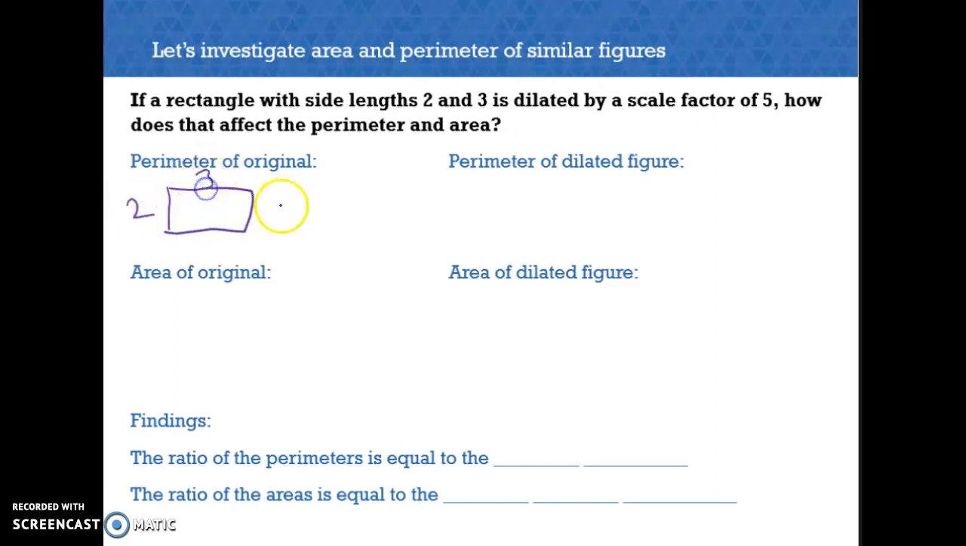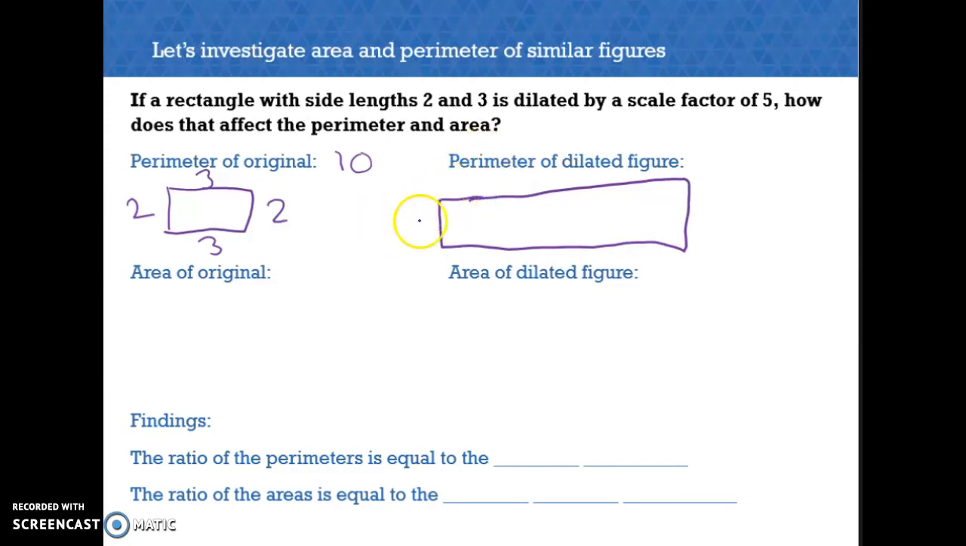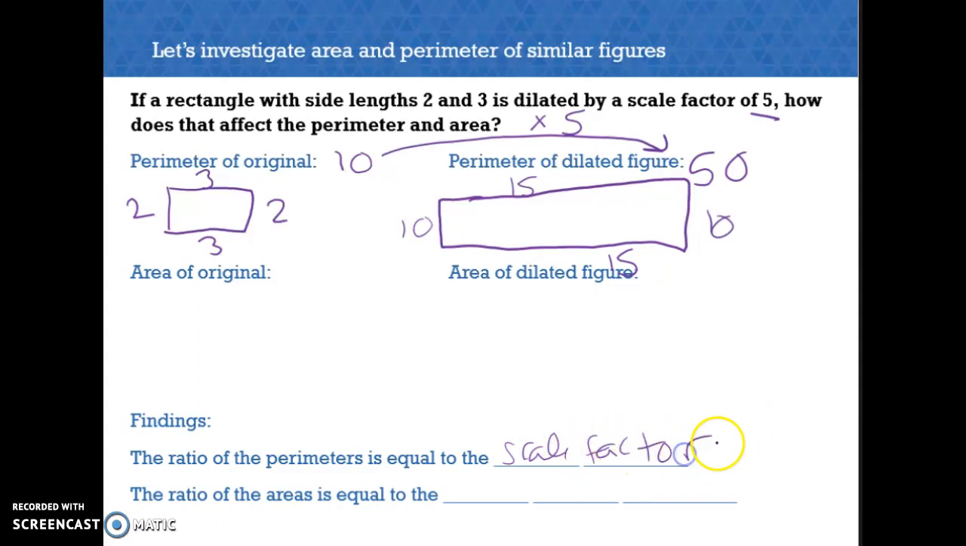It's got side lengths 2 and 3, so it's 2, 2, 3, 3. So the perimeter there is just 3 plus 2 plus 3 plus 2, so it's 10. Now, if we dilate everything by a scale factor of 5, and this is not going to be drawn to scale, but I'm going to label it all correctly, that means we've multiplied all the side lengths by 5. So now we have 10 and 15, 10 and 15. Well, now this adds up to a perimeter of 50. So the perimeter just multiplied by the scale factor, right? 10 times 5. The ratio of the perimeters is just the scale factor. Nothing really changed there from what the actual scale factor is.